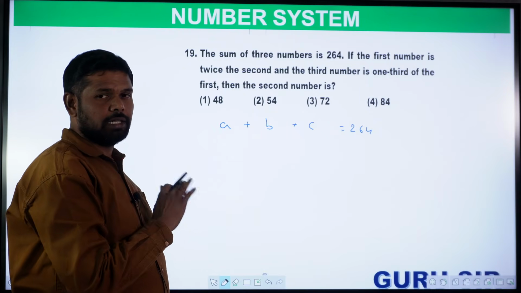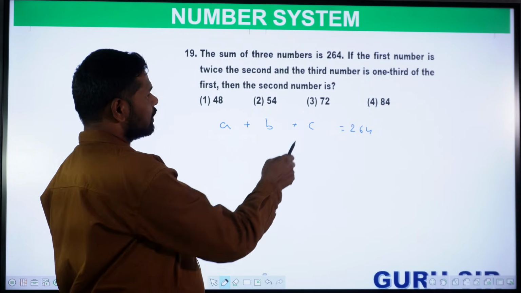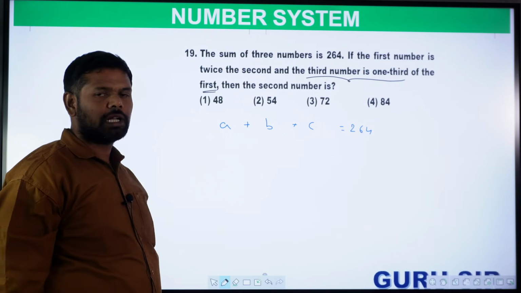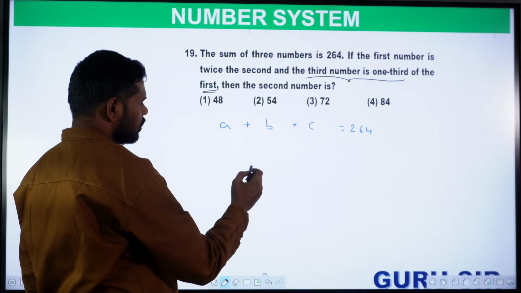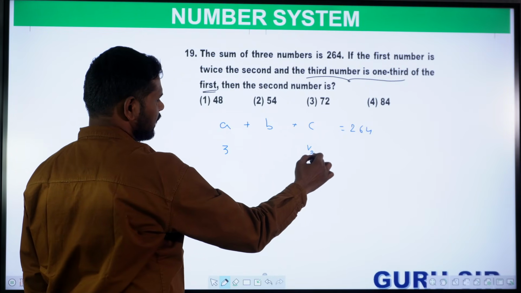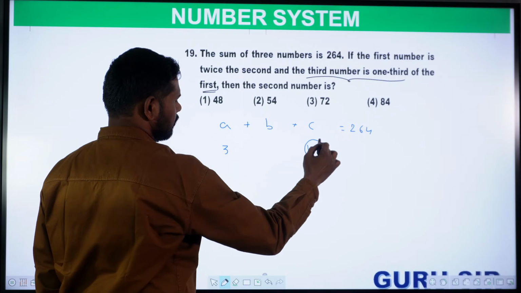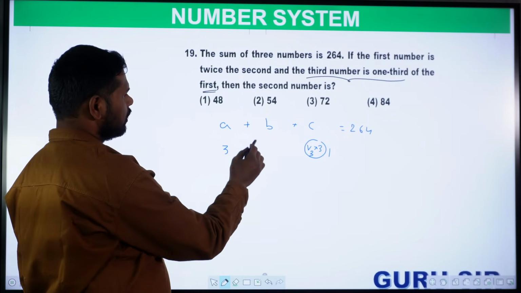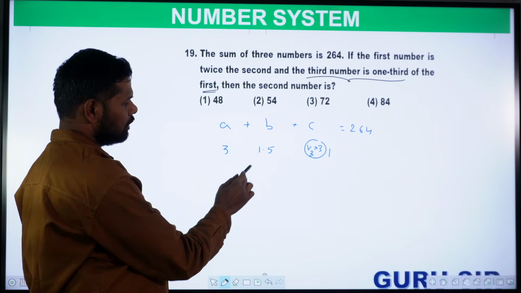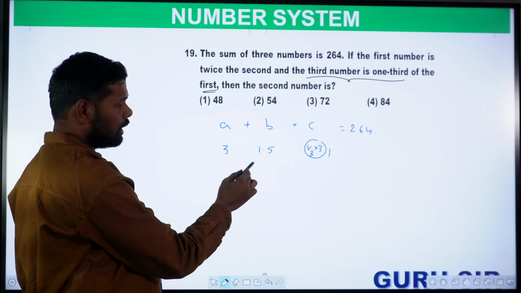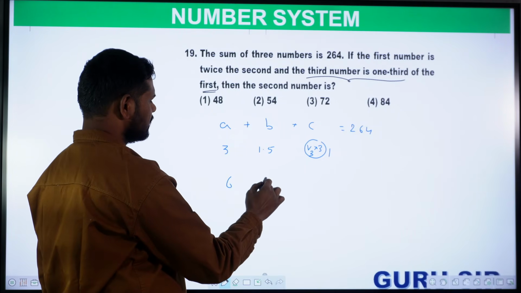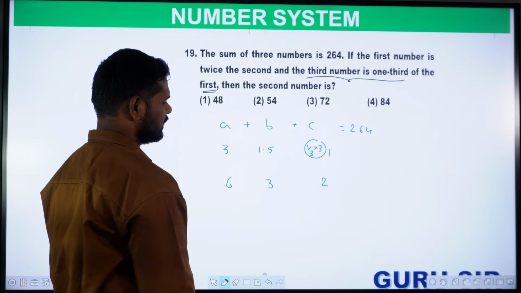Don't take it blindly. Instead of that, read the question. The third number is 1/3 of the first. That's why, the first number is 3. The third number means 1/3 of 3, nothing but 1 actually. And the first number is twice the second, so the second is 1.5. Half of this A. Otherwise, to avoid decimals, multiply by 2. 6, 3 and 2. Just observe these values.